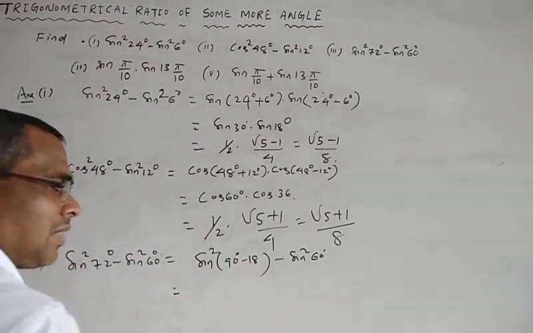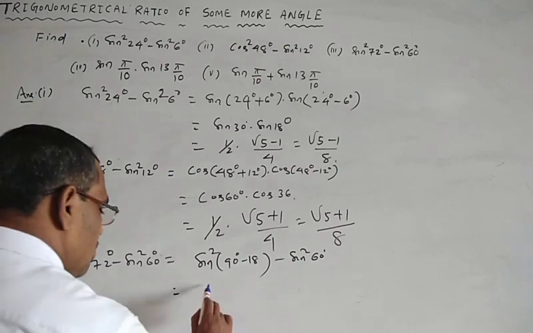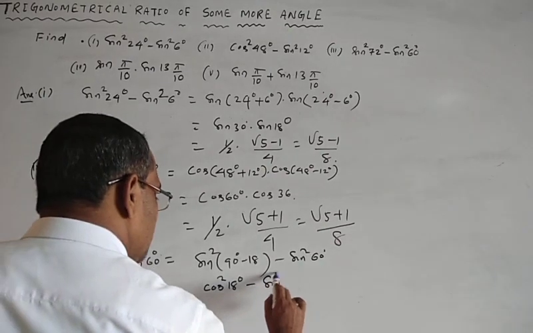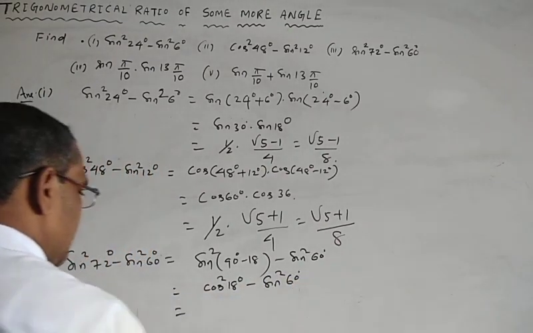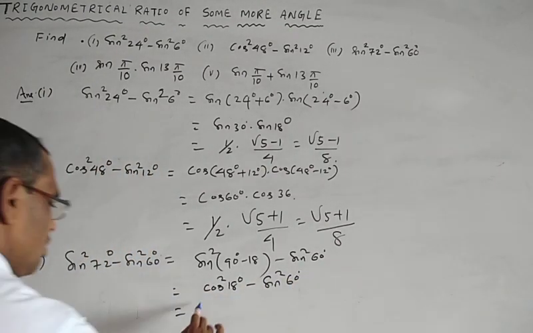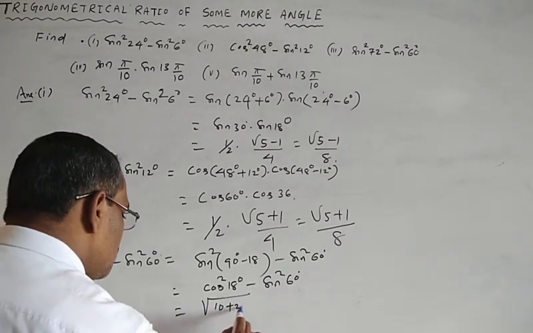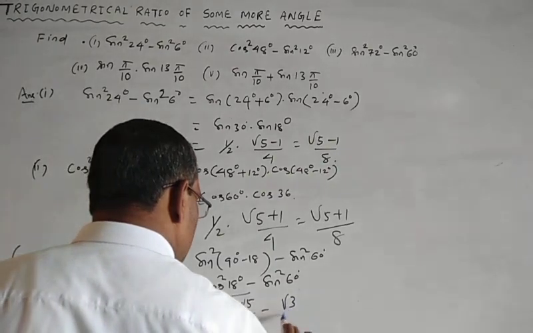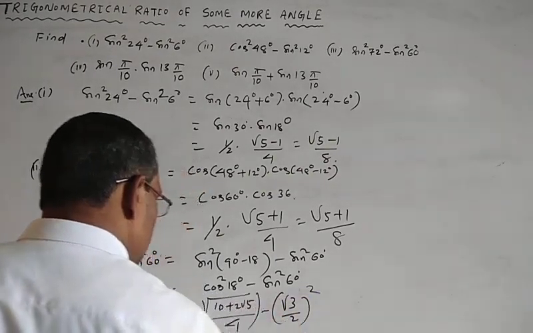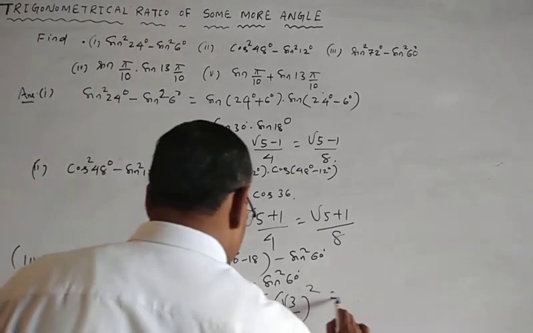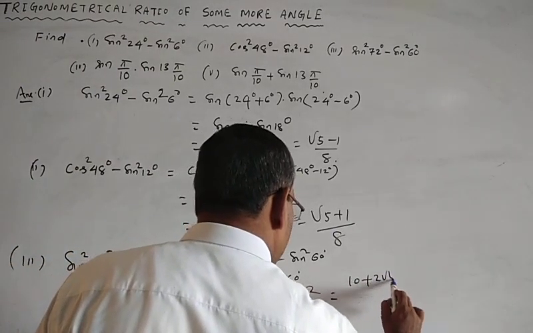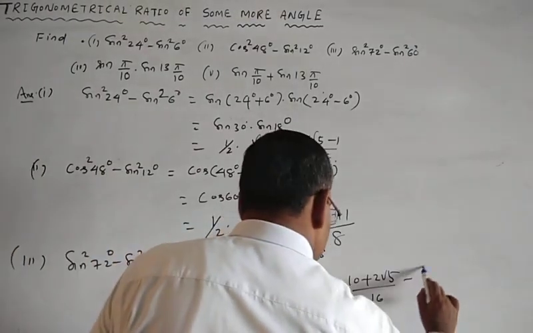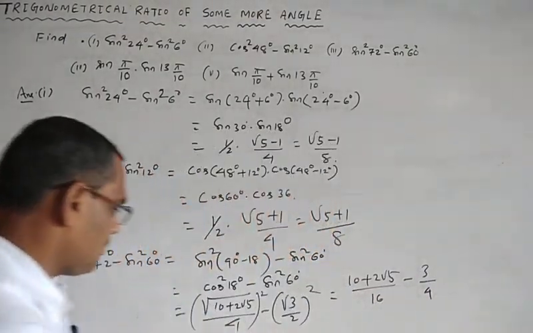So sin 90 minus 18 is equal to what? Cos square 18 degree. Cos square 18 degree minus sin square 60 degree. And cos 18 is equal to what? Root of 10 plus 2 root 5 by 4. Sin 60 means root 3 by 2. Root 3 by 2 whole square, so this is equal to 10 plus 2 root 5 by 16 minus 3 by 4.